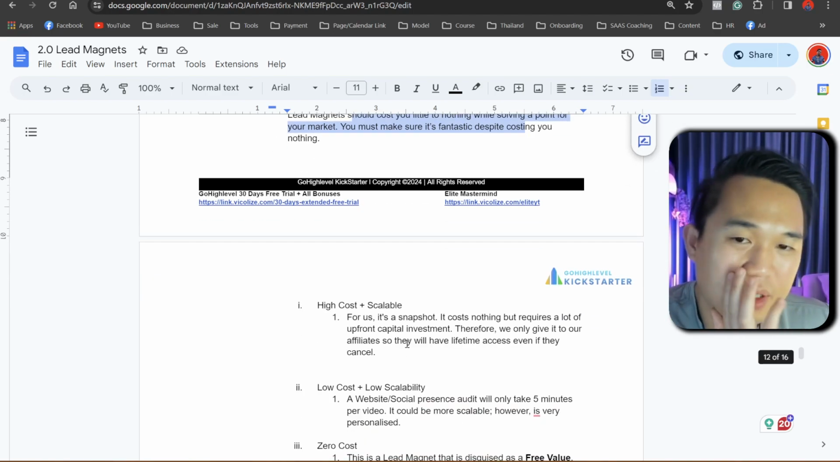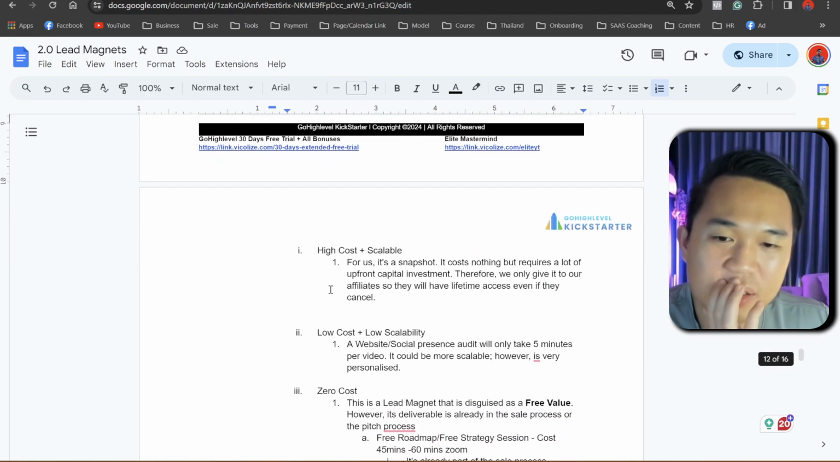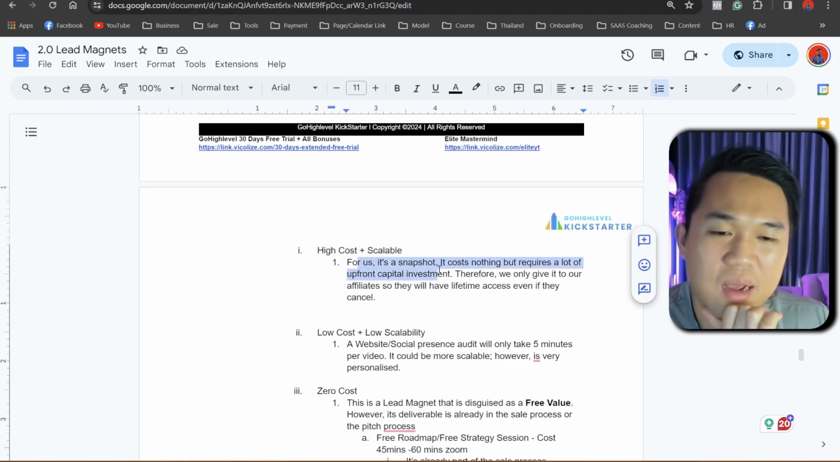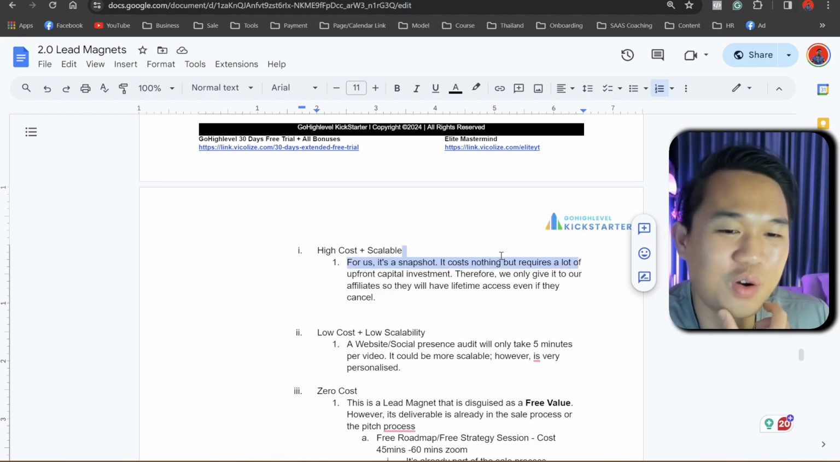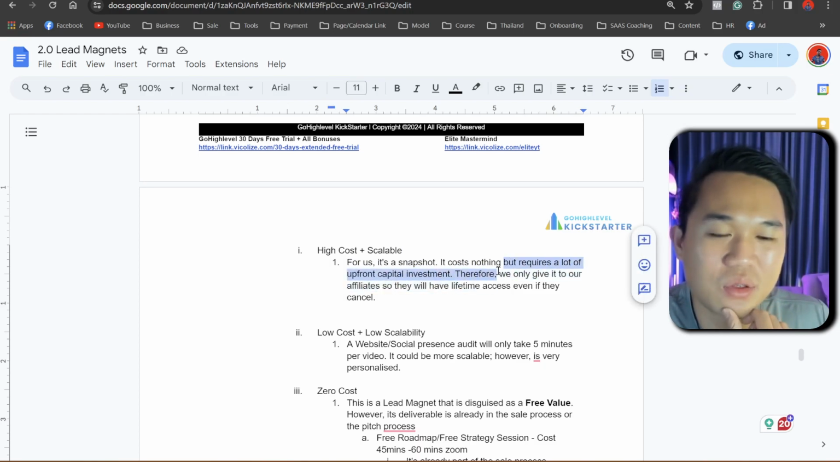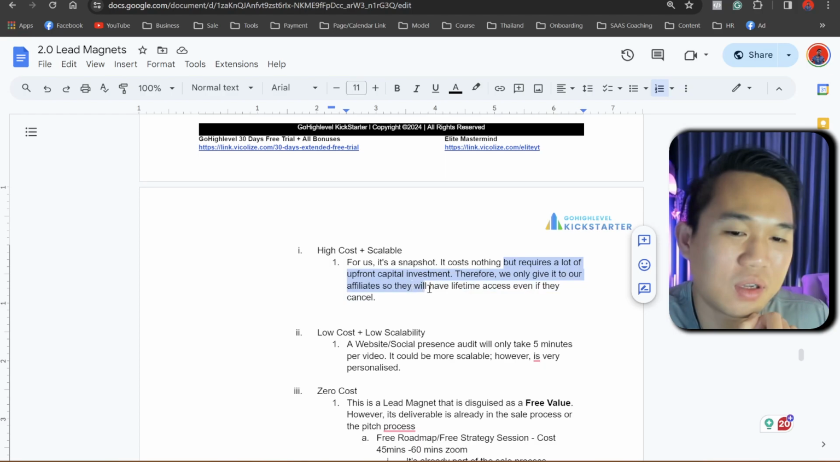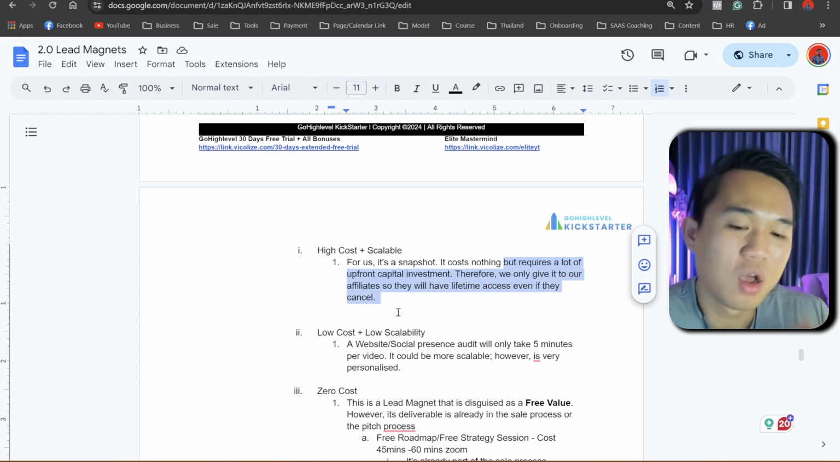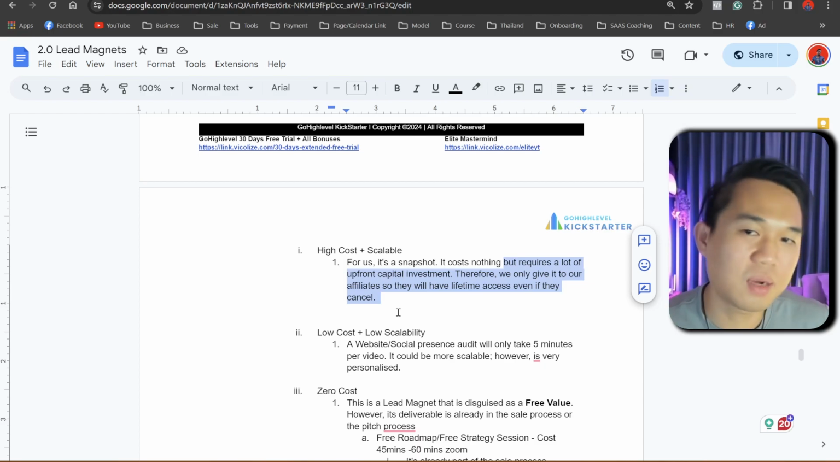So we're going to give you some examples of lead magnets. We're going to start off with high cost and scalable. For us, it's Snapshot or even this course. It takes us a long time to build, and we continuously update it. It costs nothing once you finish, but it requires a lot of capital up front. Therefore, we only give it to our affiliates so they will have lifetime access to it, even if they cancel. So if you want our Snapshot, literally just sign up and cancel.